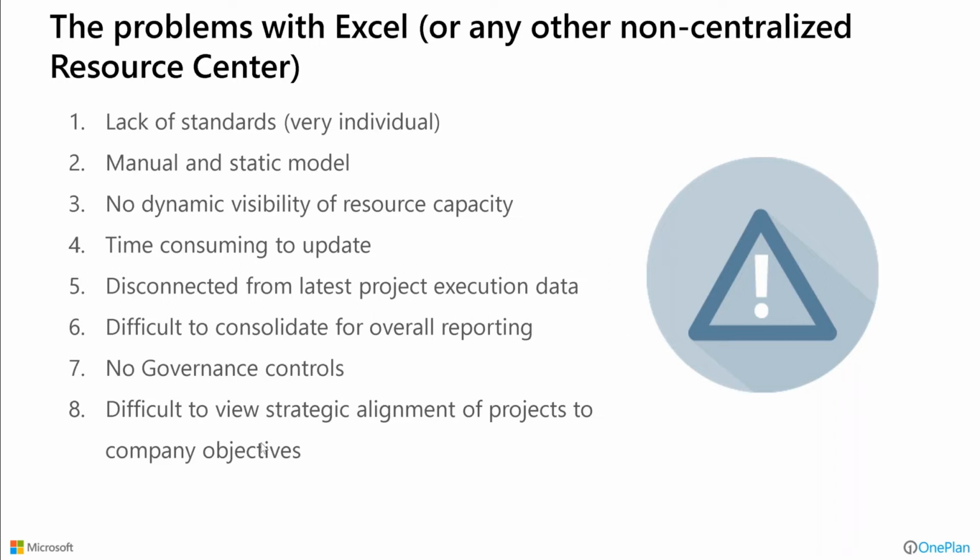And the last one I think is really important for strategic performance. You can't really understand what the impact of resource decisions are on the strategic alignment of projects. So you might be taking resources away, and it might have a significant impact on not being able to meet key results that you committed to. So again, another critical aspect of not using a centralized resource center and resource plan.